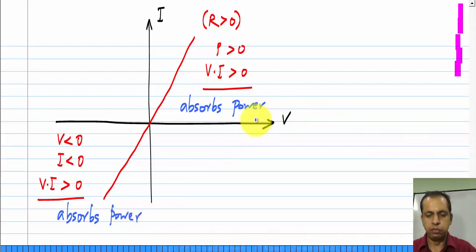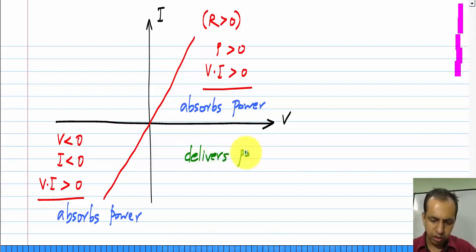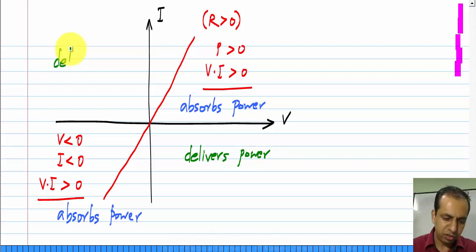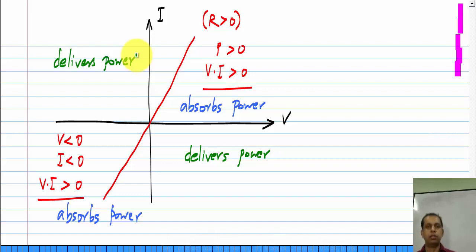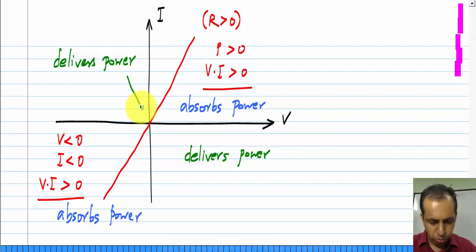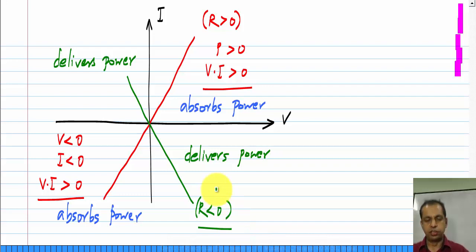Here when I say absorbs power, we are talking about the element whose VI characteristics we are plotting. Now, conversely, if it happens to be in the second or fourth quadrants, it delivers power. Okay. So, if you happen to have a negative resistor, it will deliver power because the slope would be negative. Okay. But of course, such a resistor cannot be physically realized. You can realize them using active circuits, and that part is outside the scope of this course. Okay.